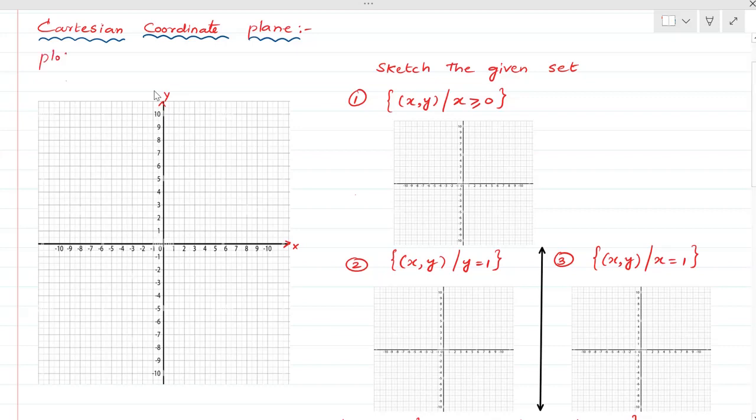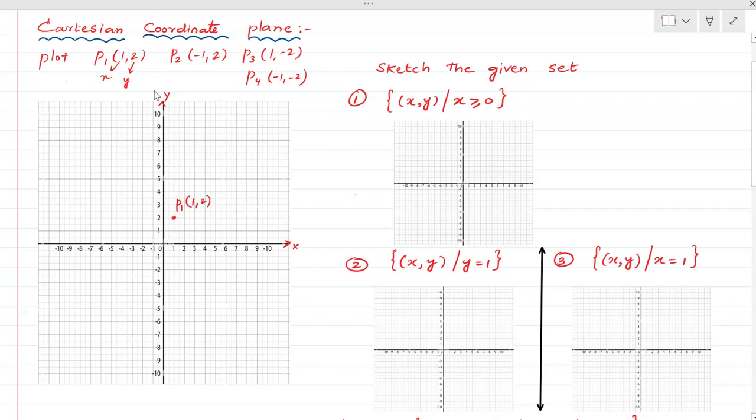We will plot a point P1, which is (1, 2), P2 is (-1, 2), P3 is (1, -2), and P4 is (-1, -2). The first value, the first coordinate, indicates the x value, and the second value indicates the y coordinate. Now I put the point (1, 2); it will be here. So this is P1.